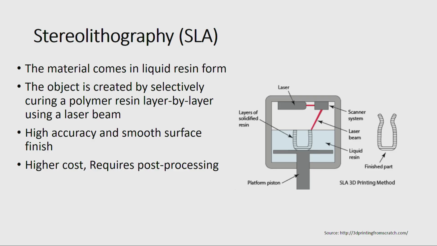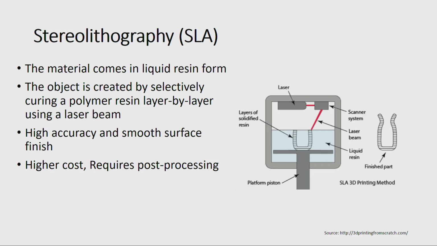Here in stereolithography, the material will be liquid, and as you can see in the picture, there will be a laser source and a laser scanner system, and then the laser beam is shown to the liquid resin. Here the liquid resin is there, and the layers of the U shape are the layers of solidified resin. On the right side, after the completion of the object, you can see the finished part.